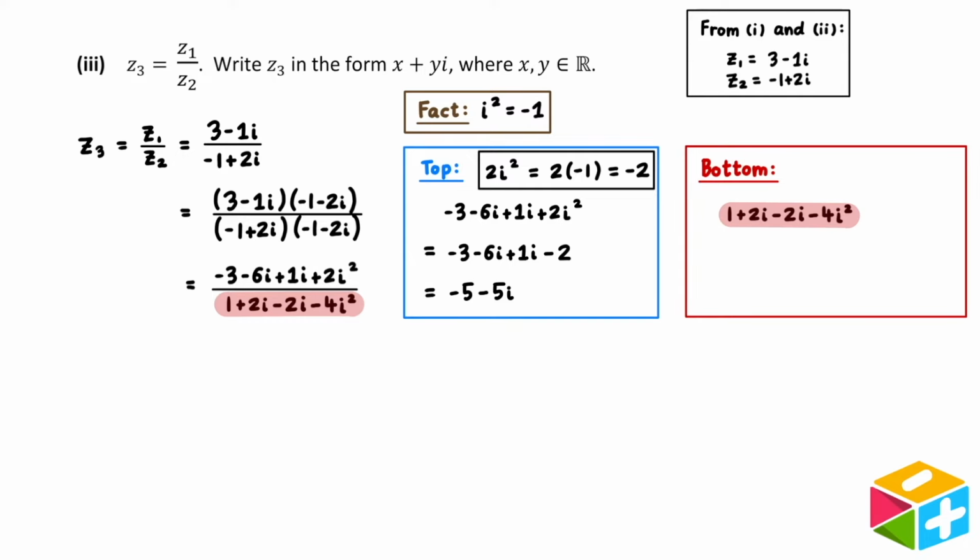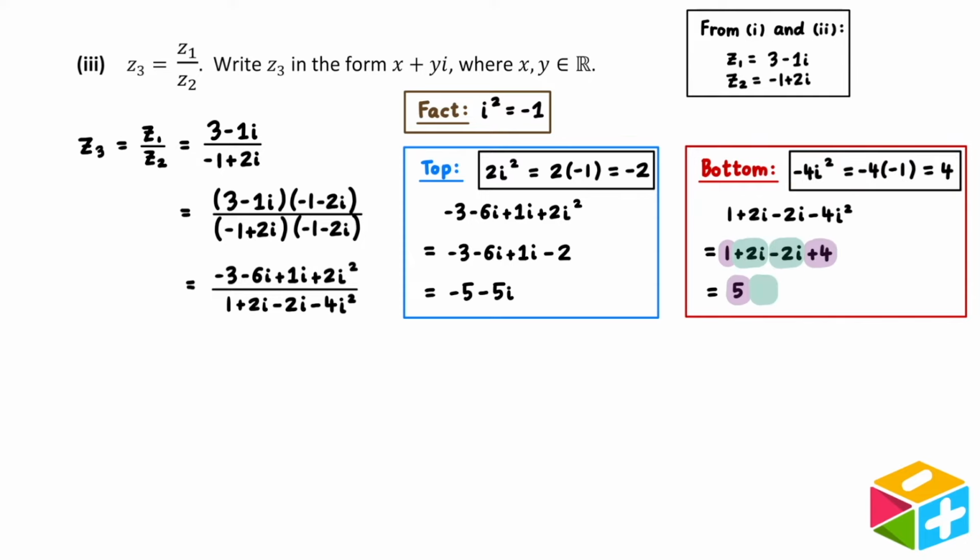Now for the bottom. As before, i squared can be replaced with minus 1, so the minus 4i squared becomes minus 4 times minus 1, which is plus 4. Grouping the number terms with the number terms and the i terms with the i terms, we get 1 plus 4 is equal to 5, and plus 2i minus 2i is equal to 0.